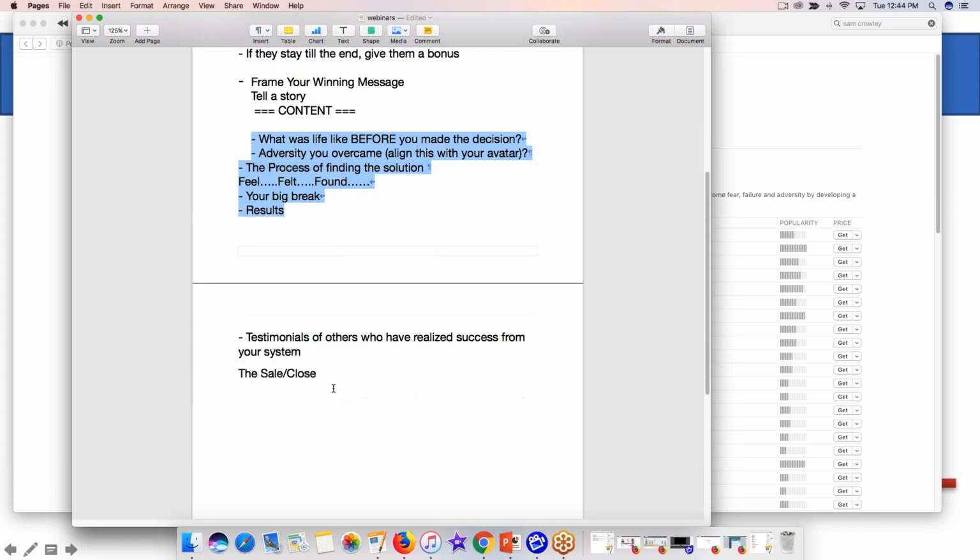Okay. And then prior to your opportunity for them to do business with you, you share testimonials of others who have realized success from your system. Guys, this word here, write this down. There's a couple words you really need to understand. One is process. Sell the process, okay? And next is system. And you could even put the word method. People buy systems and methods, okay? This is what they buy.